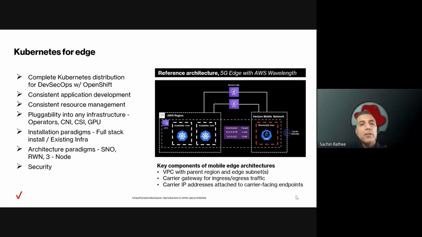Now, when looking at Kubernetes solutions suitable for edge, we're not just looking at edge deployment option, but we're looking at an end-to-end solution. This is where OpenShift, which is a Kubernetes distribution, comes into play. It's a solution that takes care of development of apps, provides consistency in their deployment, as well as maintains consistent resource consumption no matter where it's deployed. OpenShift also has capability to interface with any infrastructure components, whether it's networking, storage, supports various CPU architectures and GPUs, depending on the use cases.